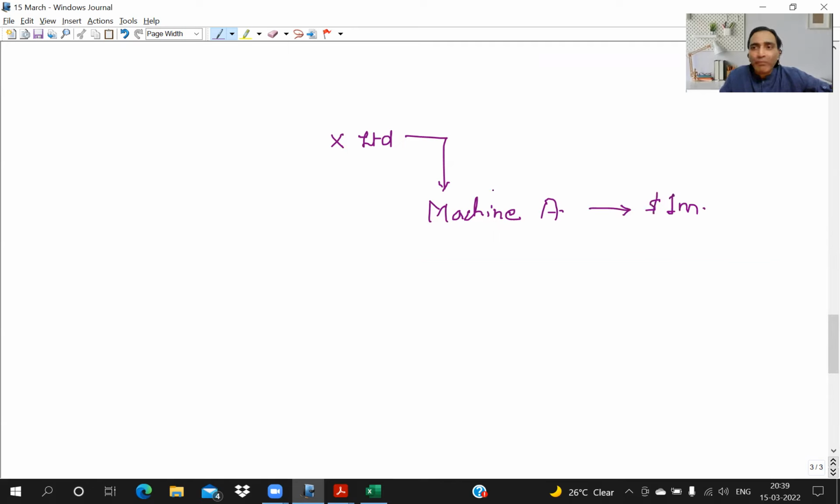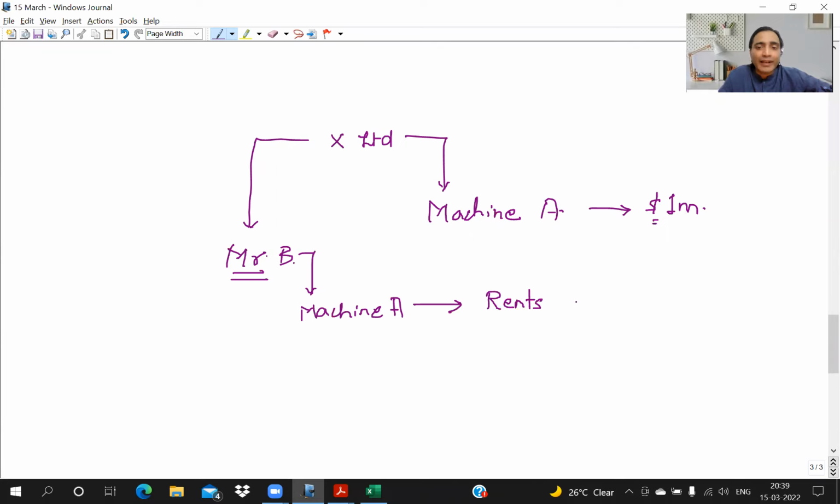All right. Now, I don't want to spend my money to buy this machine. So what do I do? I approach Mr. B. Now, who is Mr. B? Mr. B owns this machine A, but he doesn't use it himself. He rents it out, which is called leasing. He leases out his machines. He owns these machines, so he's the legal owner, and he leases them out to anyone who needs them against lease payments, against rentals.